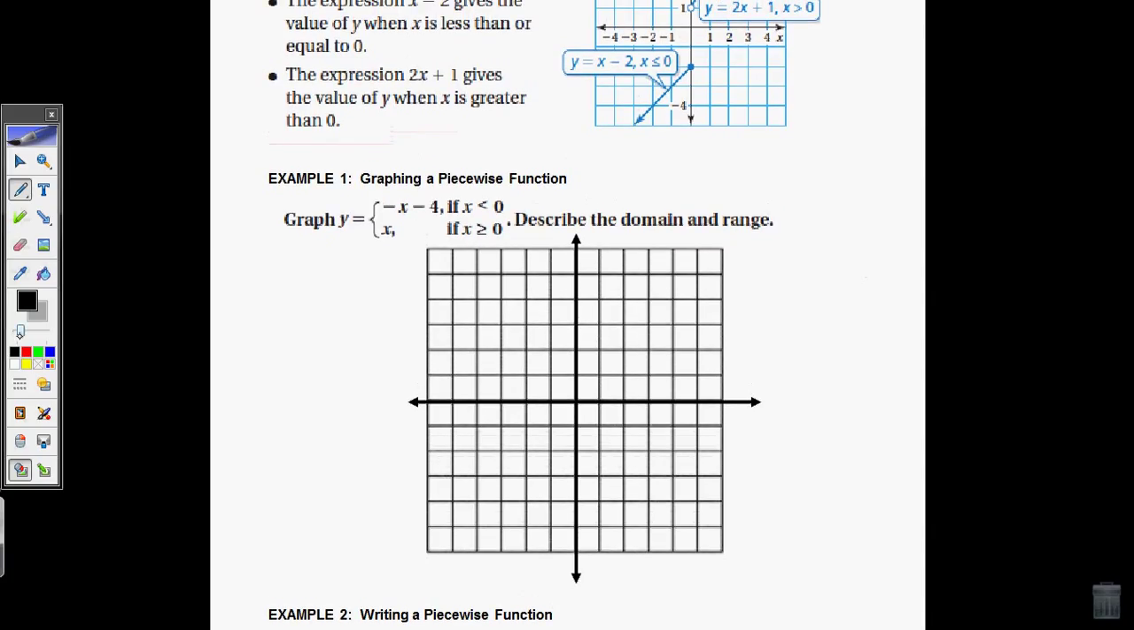Okay, so I'm going to do it in, let's say, blue. The first one says that the function should look like negative x minus 4 for x values less than 0. So all the way up until 0, it should look like this function. So what does that function look like? It has a y-intercept of negative 4. 1, 2, 3, and 4. And then it also has a slope of negative 1. So that means it should be looking like this.